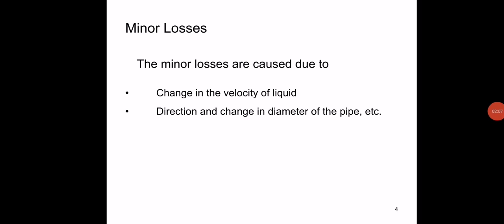The minor losses are calculated by using Chezy's formula. Already we derived it in the previous class. That is Chezy's formula, V is equal to C into root mi. By using this formula you may calculate the minor losses, due to the change in velocity of the liquid or the change of direction in pipes. The major losses generally occur due to friction.